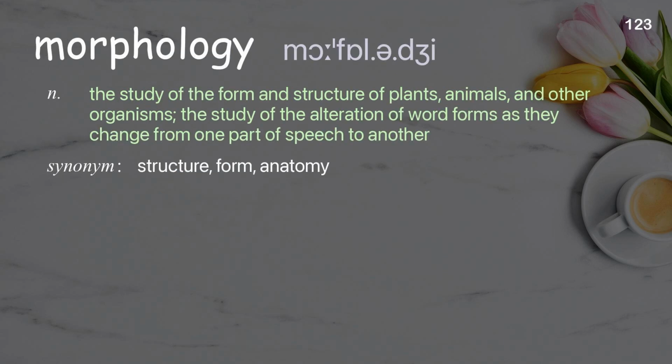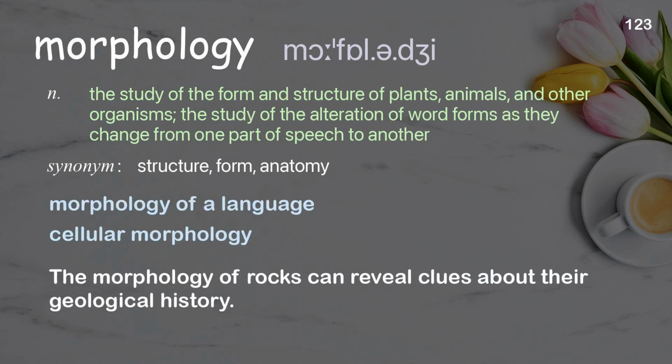Morphology. The study of the form and structure of plants, animals, and other organisms. The study of the alteration of word forms as they change from one part of speech to another. Examples: Morphology of a language. Cellular morphology. The morphology of rocks can reveal clues about their geological history.